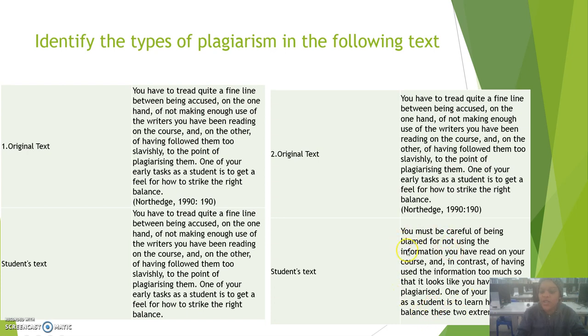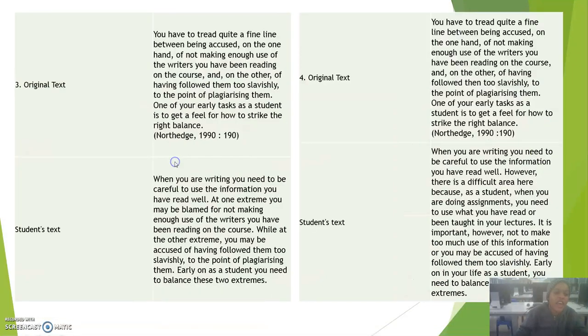So with this one, you can see that this person changed everything. So this person paraphrased, but they did not rephrase. So what kind of plagiarism is that? That is paraphrasing plagiarism. Okay, let's go to the next one. This is the third one.